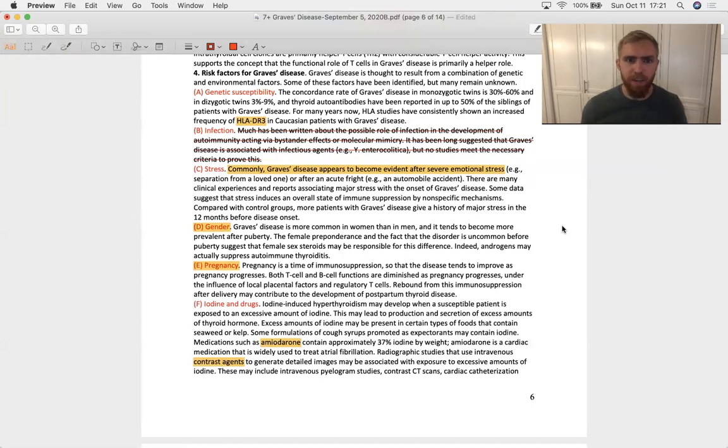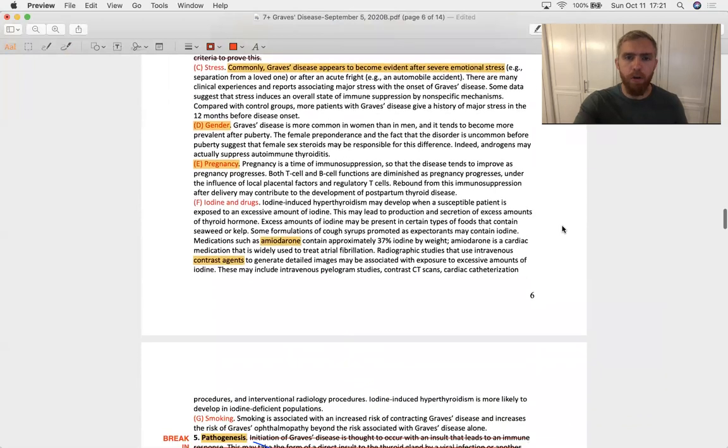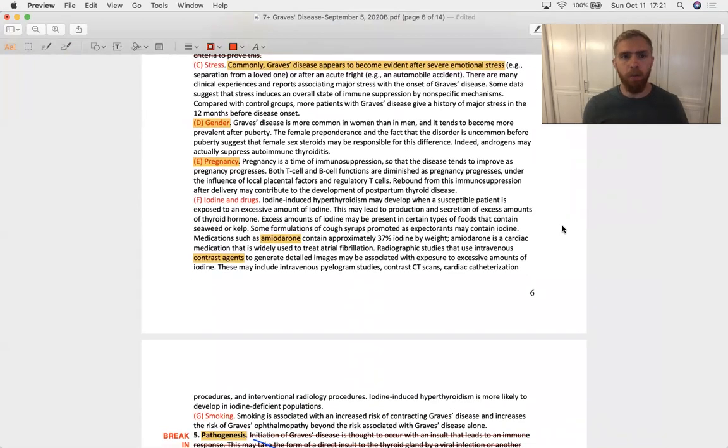It's been suggested that Graves' is associated with an antecedent infection, but not proven. Graves does tend to ramp up in severity following emotional stress. So separation from a loved one is quite stressful. Acute frights, automobile accidents can be frightening. More common in women than men, as in Hashimoto's. Pregnancy is a time of immunosuppression, so the disease tends to improve with pregnancy.